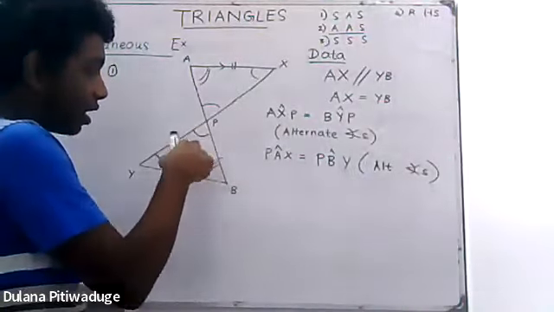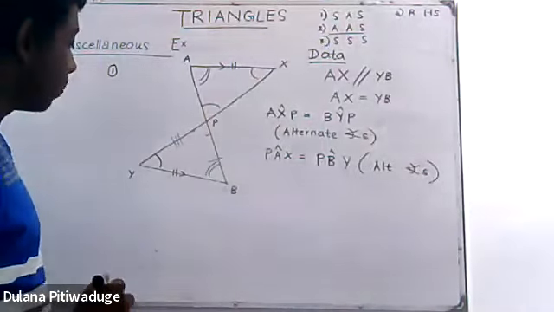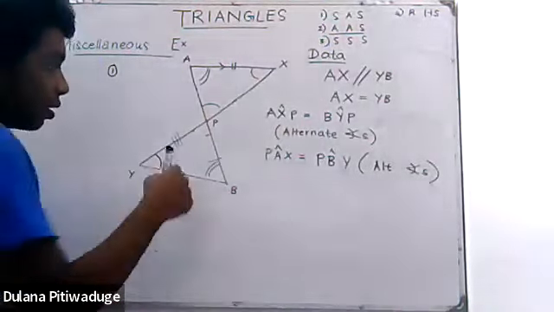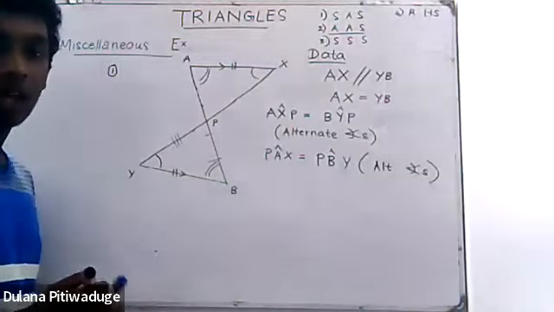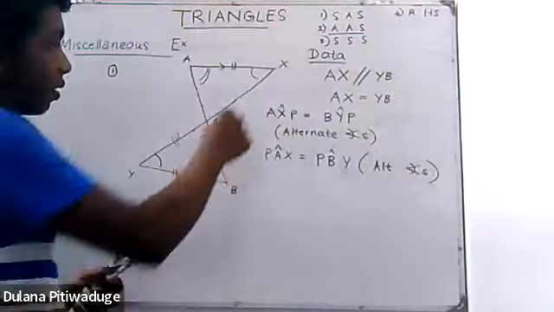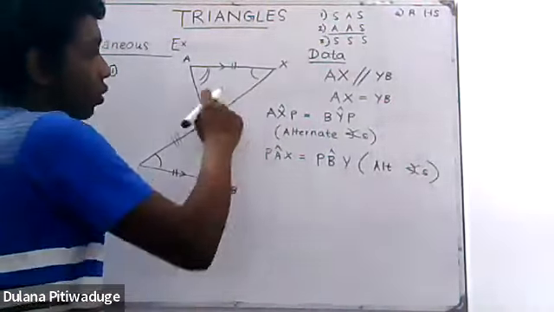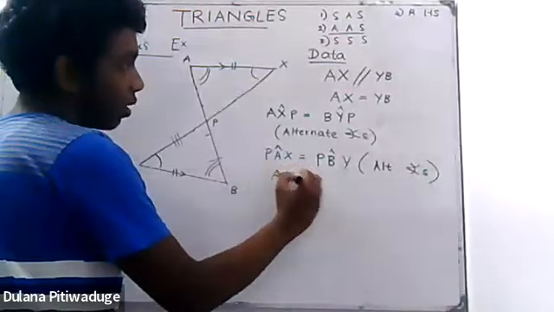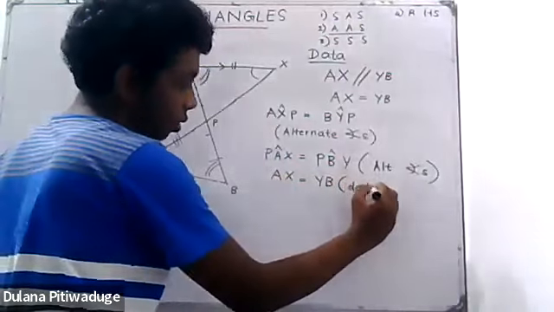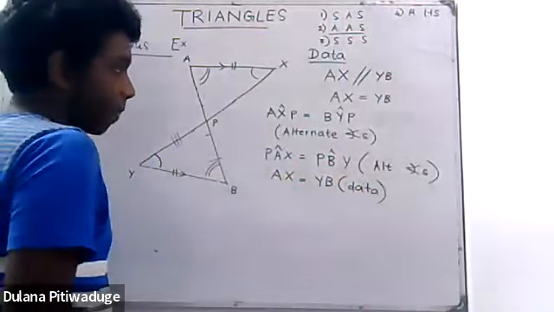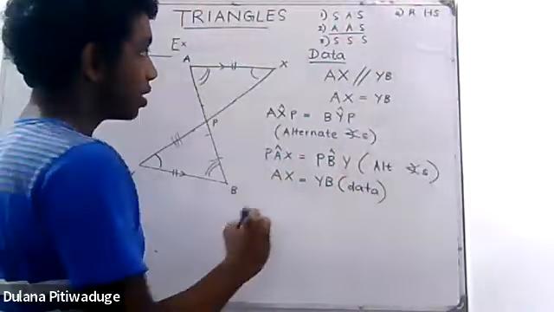So the remaining angle here is BPY. When these two sides are equal, you can use the case AAS. Now, using that, since it's given as data, you can name these two triangles as congruent triangles.